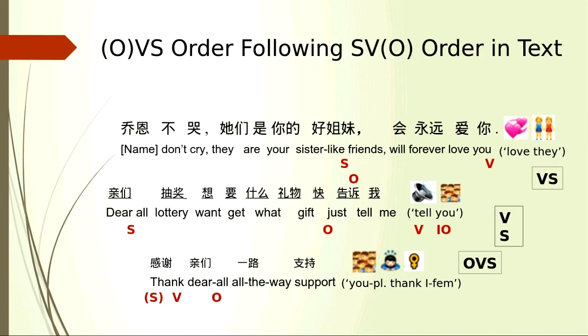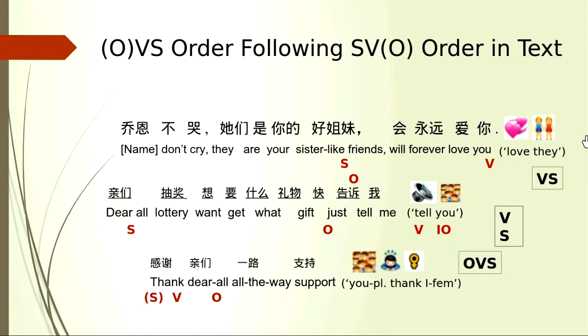Now we see that some of these examples illustrate an interesting contrast between the word order in the text and the word order in the emoji sequences. So here it's all kind of jumbled together, but I think we can still read it. In the first example, sister-like friends will love you. Oh yeah, the V is supposed to be under love. Your sister-like friends will love you, SVO, versus love they, VS. The one on the bottom we saw already, thanks dear all for your support. VO order, thank all, versus OVS order in the emoji sequence.